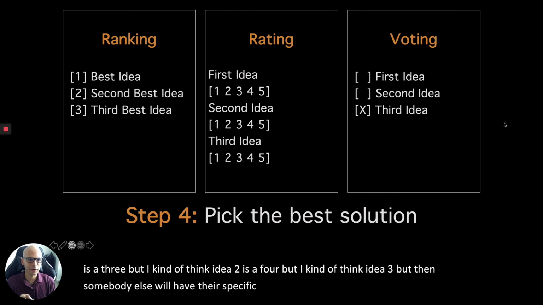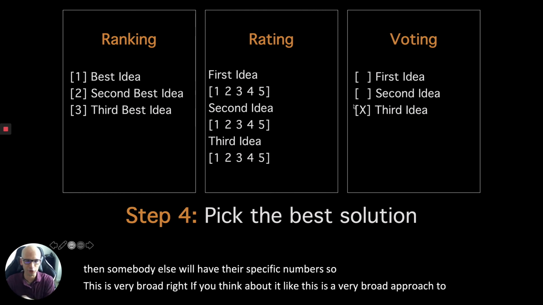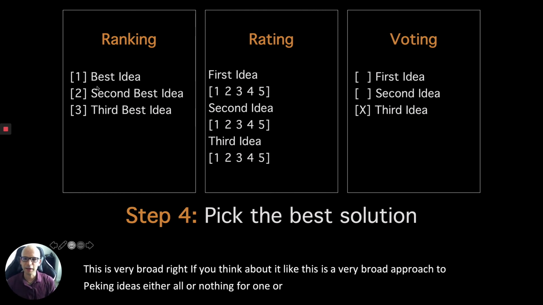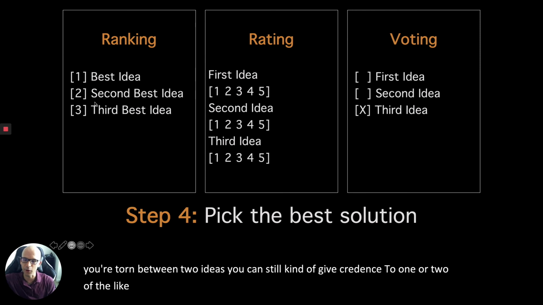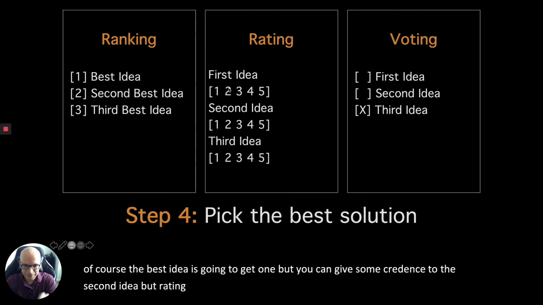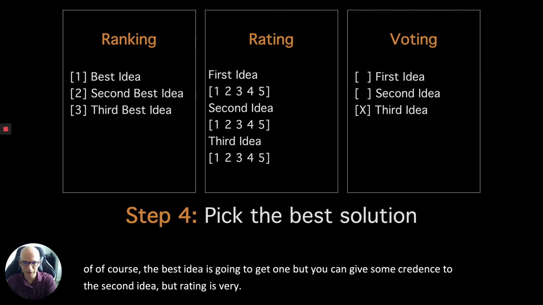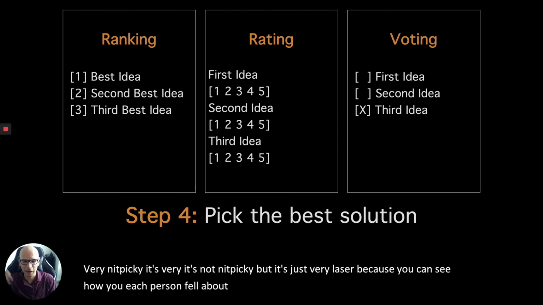So this is very broad, right? If you think about it, voting is a very broad approach to picking ideas, because it's either all or nothing for one or the other. With ranking, at least if you're torn between 2 ideas, you can still give credence to 1 or 2 of the ideas. Of course, the best idea is going to get 1, but you can give some credence to the second idea. But rating is very laser-focused, because you can see how each person felt about each idea, not just up or down, but on a scale of 1 to 5.